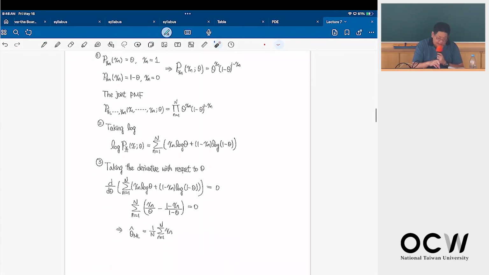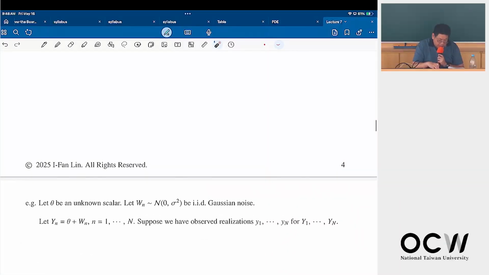Let's see another example. Theta is unknown. And then we have a random variable w, that is Gaussian with 0 mean and variance sigma squared. It is the Gaussian noise. And we have another random variable y, that is the unknown scalar theta plus this Gaussian noise. And we observe y from y1 to yn. So we need to figure out the best theta here.